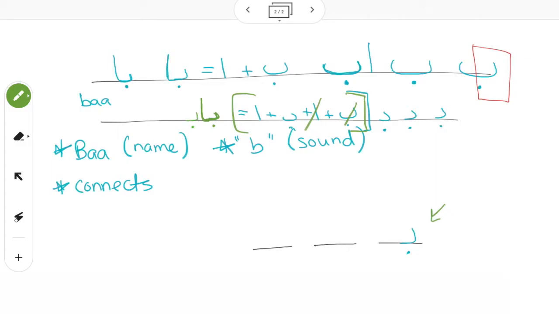So now we're going to write another ba in initial position, pretty close but not touching. And then another alif because the alif is now connected. So I want you to write that word a few times so you get comfortable with it.